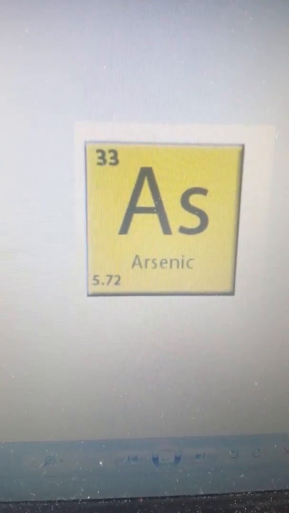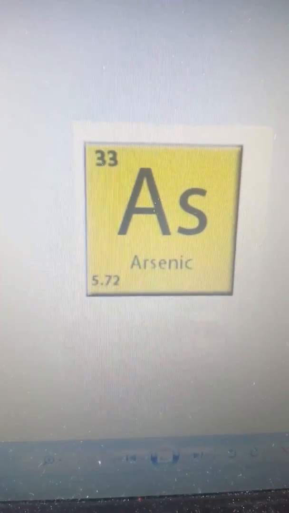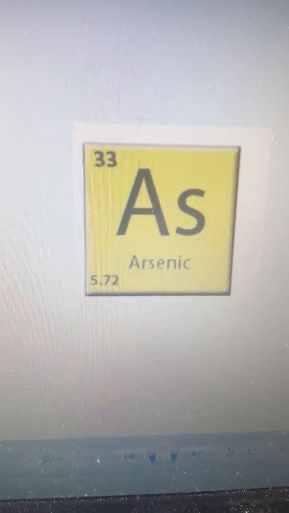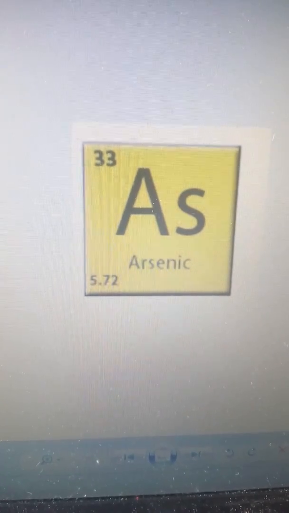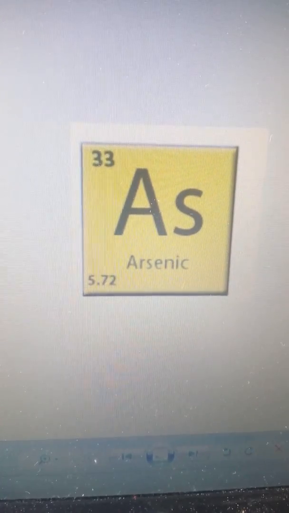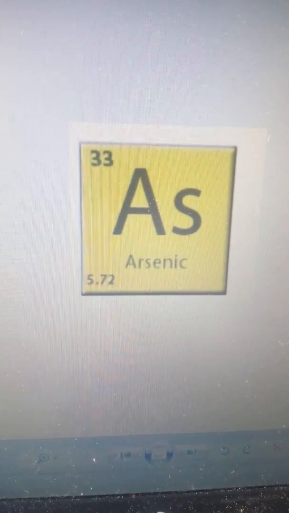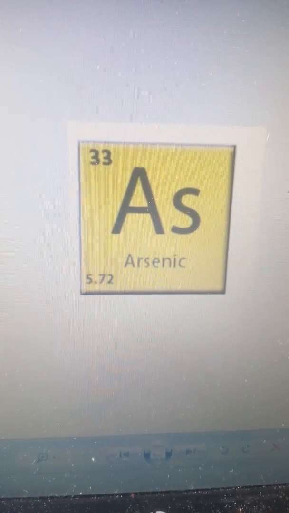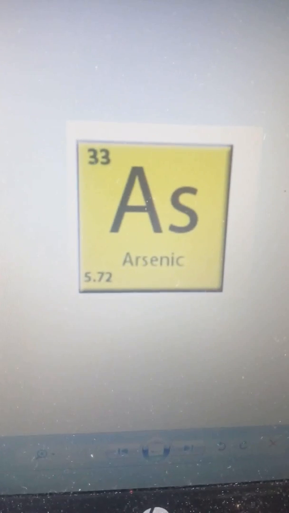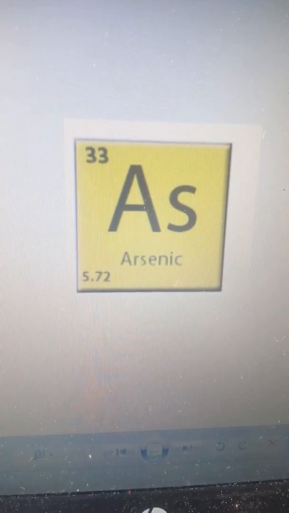Arsenic has 33 electrons. So the first shell occupies 2 electrons. The second shell occupies 8 electrons. The third shell occupies 18 electrons. Then the outermost shell of arsenic occupies 5 electrons.